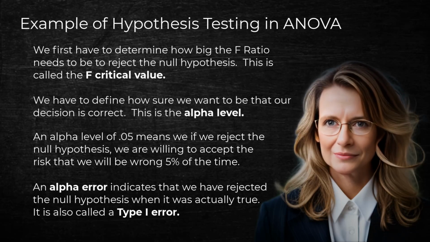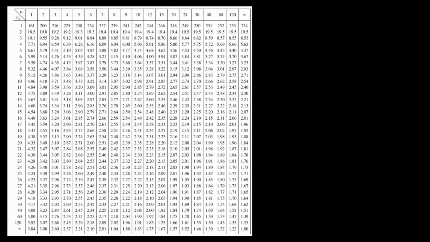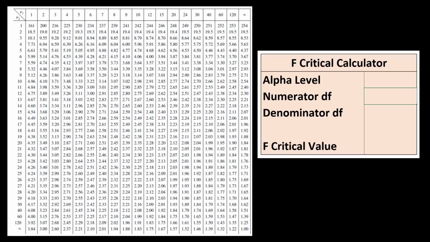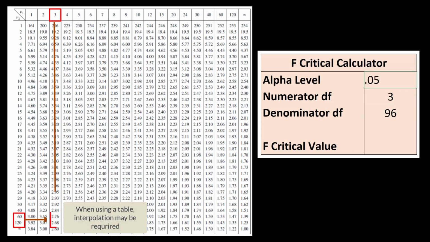Once we have made our choice of the alpha level, we would use either a table of critical F values, or more conveniently, a computer application to determine what the critical F value is for the degrees of freedom in our study at the alpha level we have chosen. In our example of an experiment with 3 and 96 degrees of freedom and an alpha level of 0.05, the F critical value is 2.7.